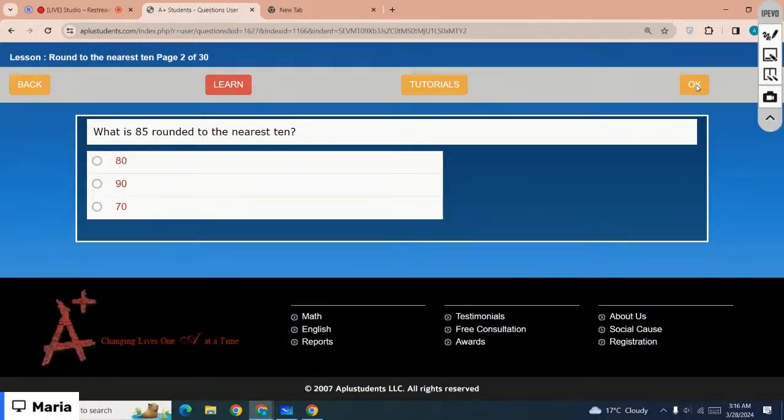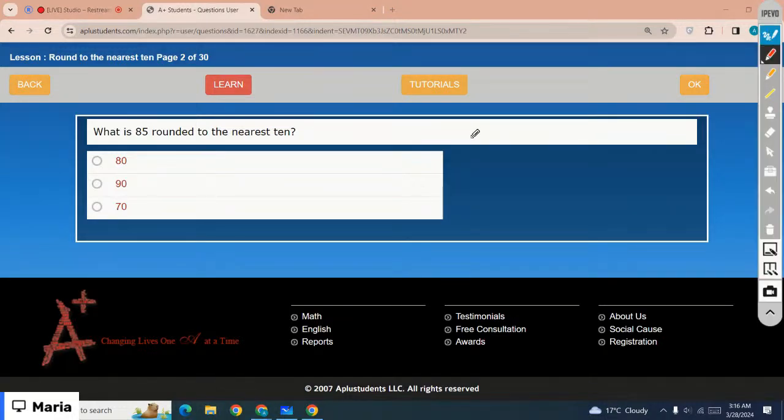What is 85 rounded to nearest 10? The concept is exactly the same as the one we did. 85, right? You have to round to the 10th digit. Here is the 10th digit, right? On the right hand side, you have 5. You need to compare 5 to 5. Is 5 greater than 5 or equal to 5? 5 is equal to 5, right?